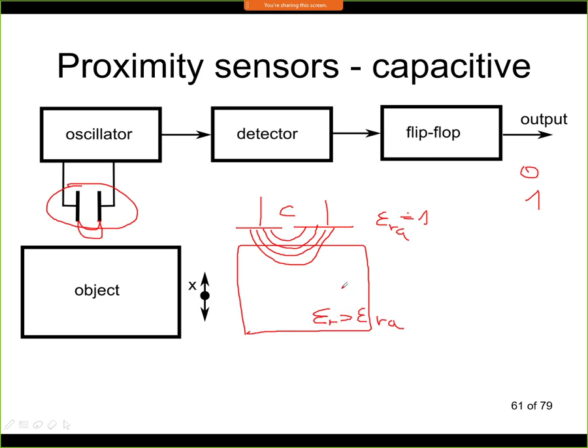So traditionally, capacitive sensors in the industry are used to detect non-metallic materials. So for example, they can detect plastic, they can detect glass, they can detect paper and so on. But capacitive sensors, they can detect also metallic objects. So they work with iron, they work with copper, they work with brass, aluminum and so on.